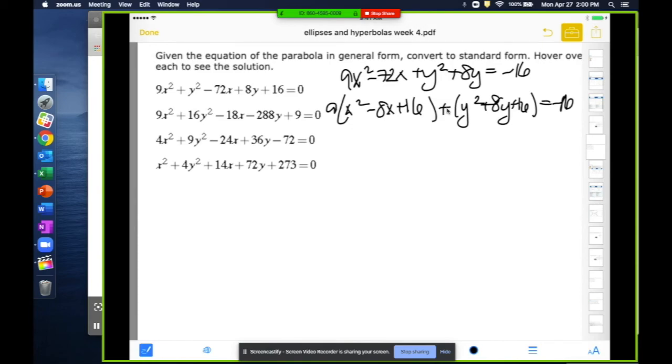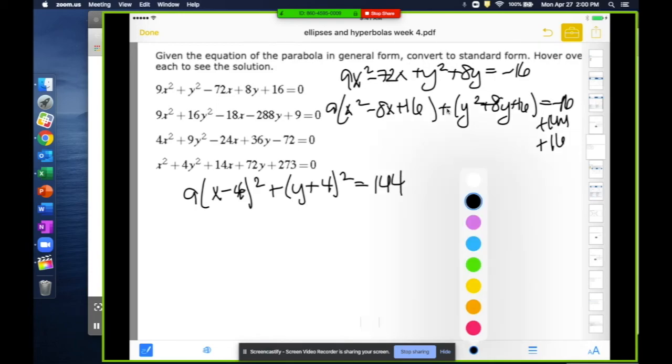And then for the y value, for completing the square, I'm just going to add 16 because there was no coefficient that I had to factor out. So what we get is 9 times x minus 4 squared, because of that subtraction sign, plus y plus 4 squared, which equals negative 16 plus 144 plus 16, which is 144.